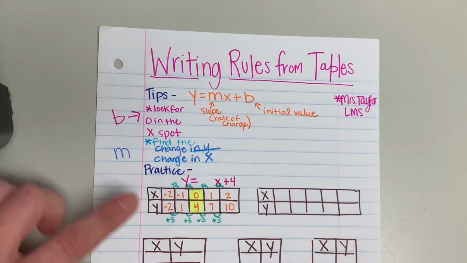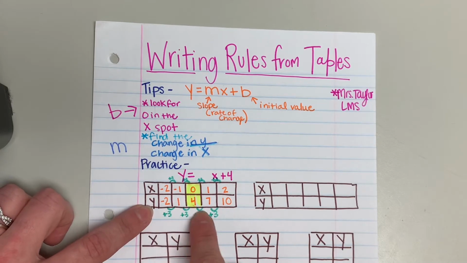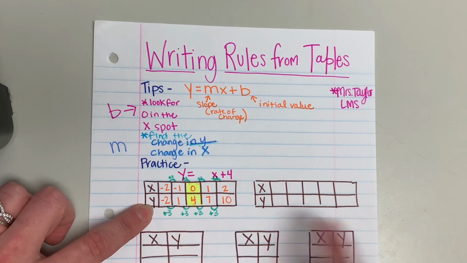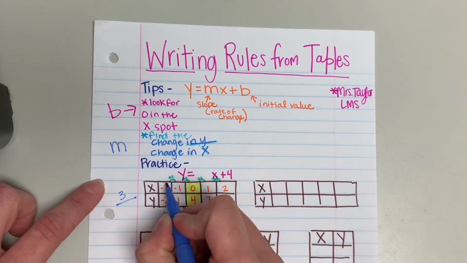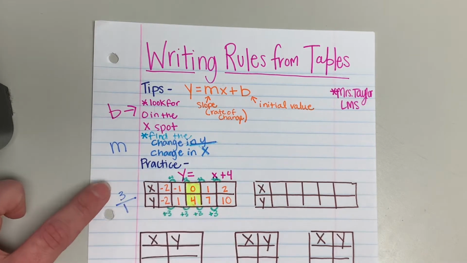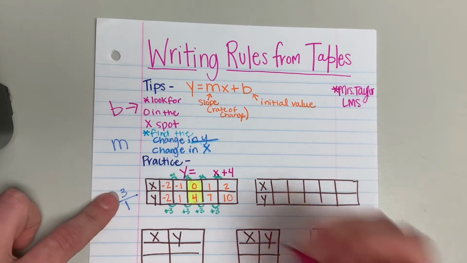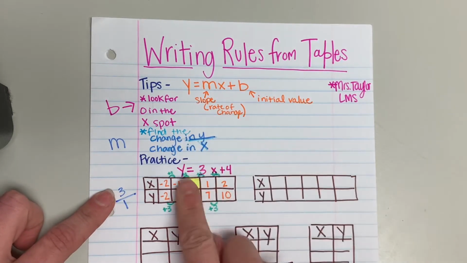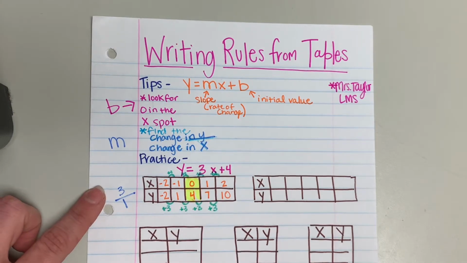All right, so now let's go back to our table. What was our change in y? What was changing every time in y? It was adding 3. So 3 over, what was our change in the x every time? Every time it's adding 1. Well, what is 3 over 1? 3. That is your slope. So the rule for this table, y equals 3x plus 4.